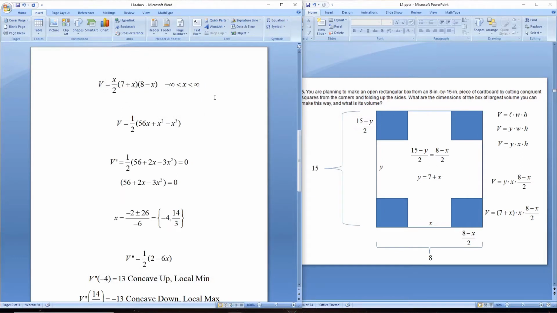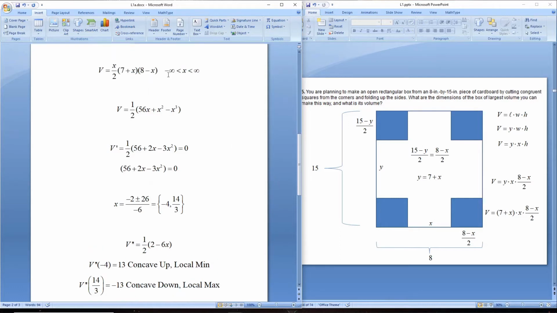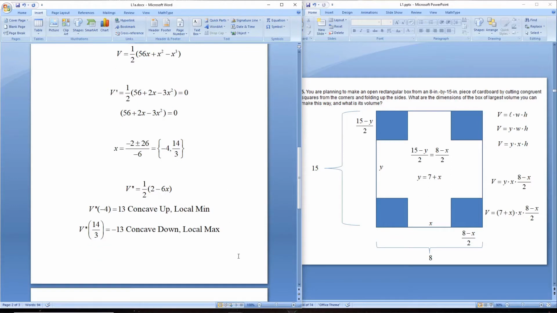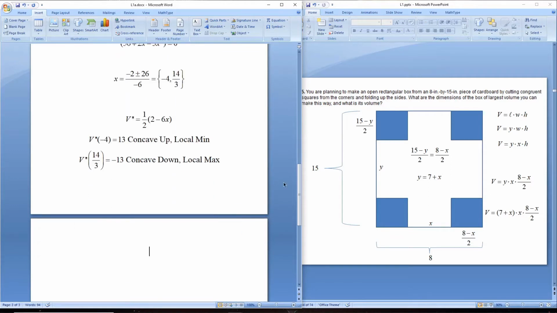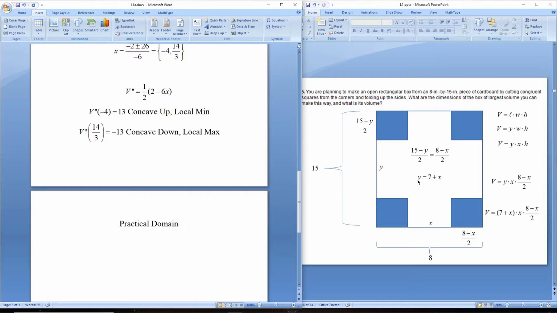Now this is mathematically speaking. In math, the polynomial accepts all numbers. But surely we can't let x go to infinity for the box. That would mean we'd have some infinite size box here. So this is the mathematical domain. And I'm not quite sure if there's a standard name for this, but I like to call it the practical domain. And that is what is practical for the problem you're doing. What is realistic here?